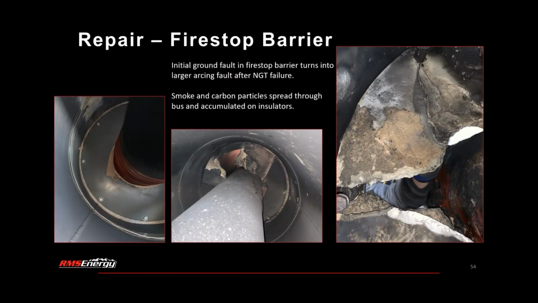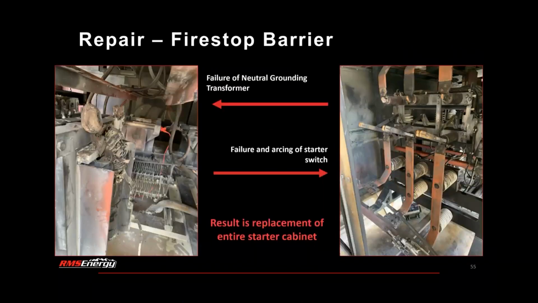So smoke and carbon particles spread throughout the bus duct and accumulated on insulators. And as part of that arcing fault, the neutral grounding transformer failed in the starter cabinet. It filled that cabinet up with smoke, led to an arcing fault at the starter switch, and caused significant damage to control wiring, to medium voltage cables, and the adjacent equipment.